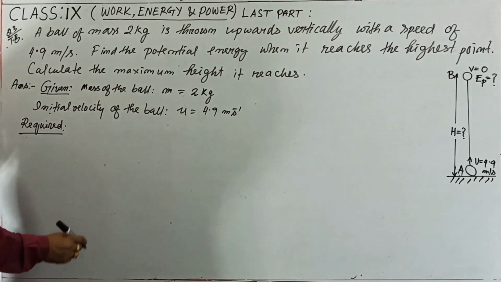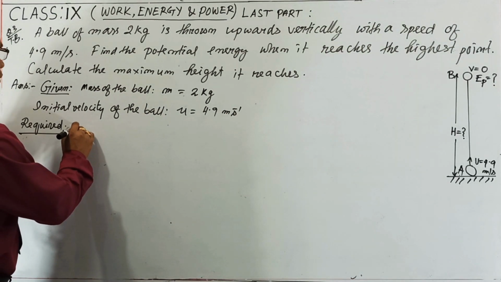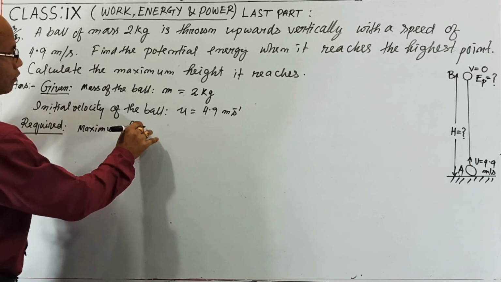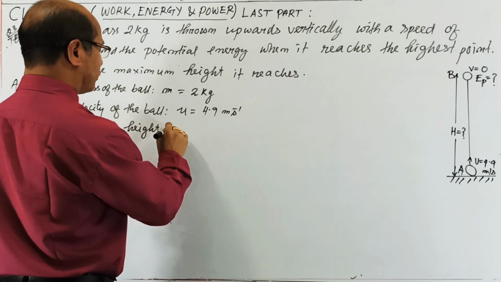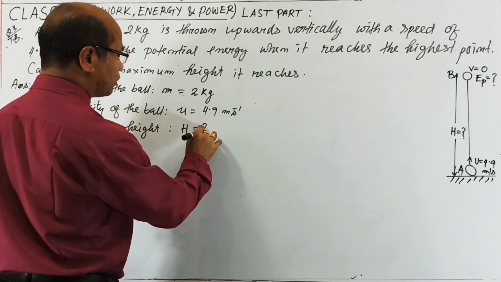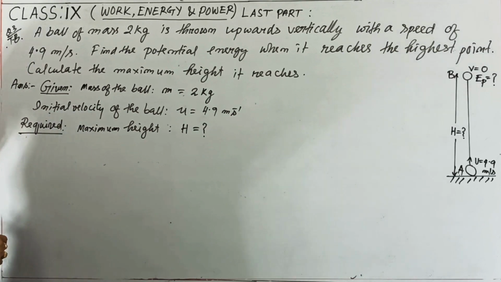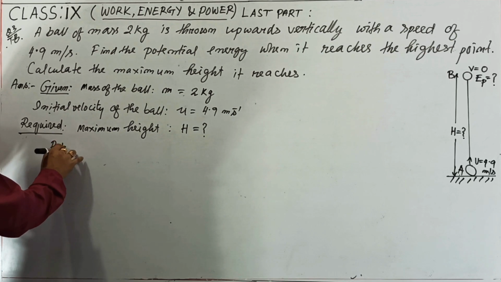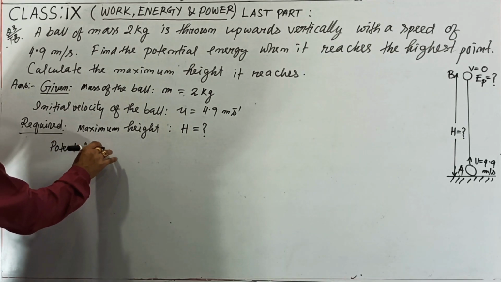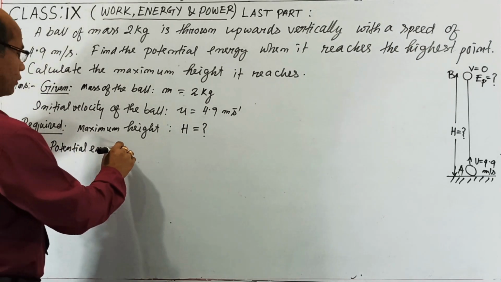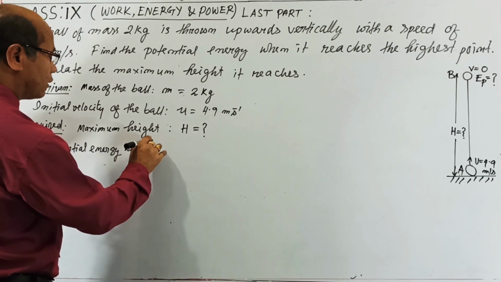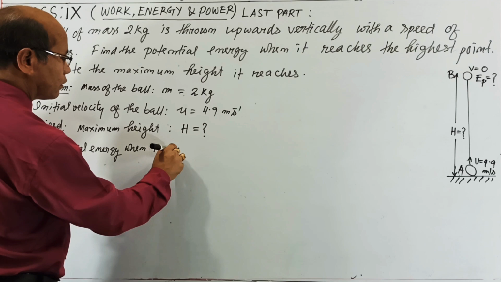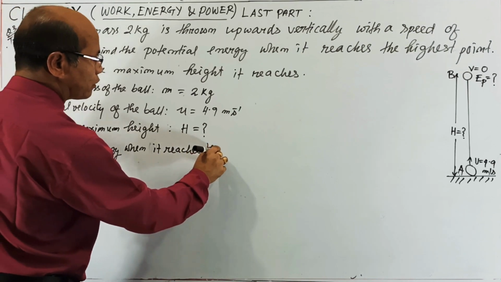Find the potential energy when it reaches the maximum height. The symbol for maximum height is capital H. Potential energy when it reaches the maximum height.